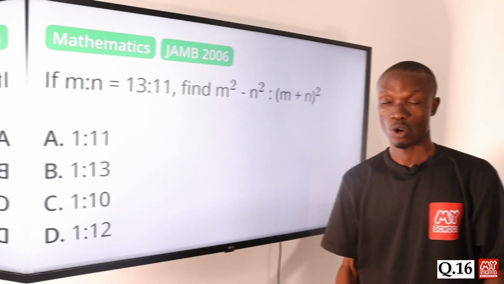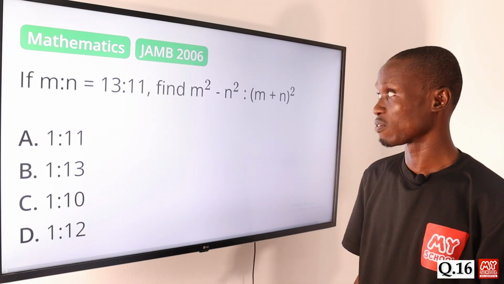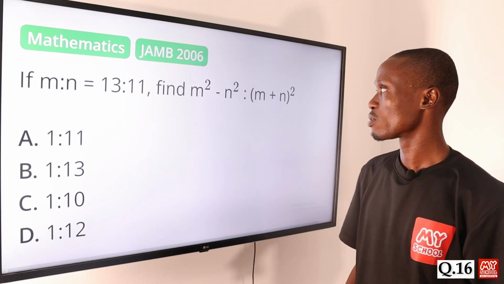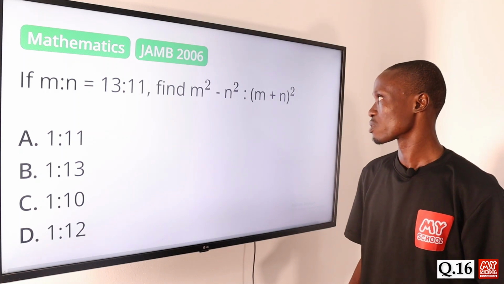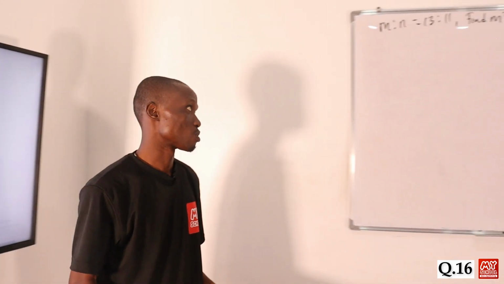2/15. Question 16. If m ratio n is equals to 13 ratio 11, find m square minus n square ratio m plus n in bracket square. So let's move over to the board to provide answer to this question.